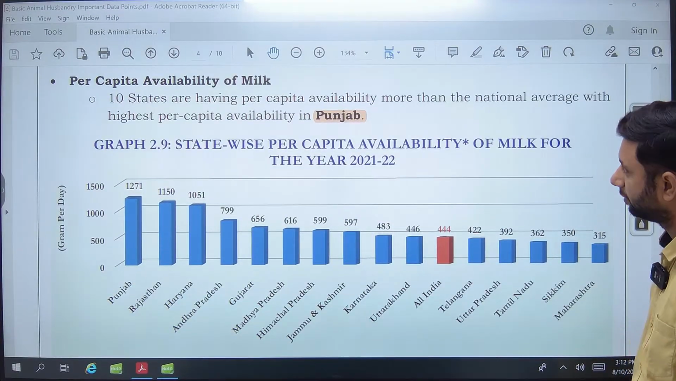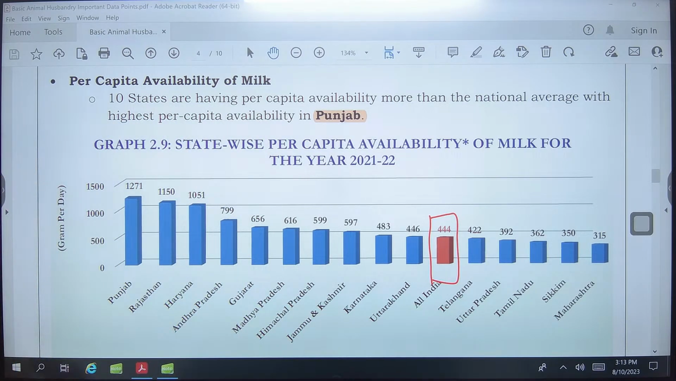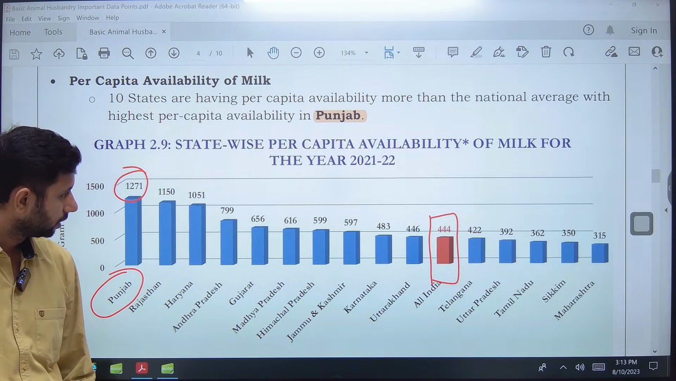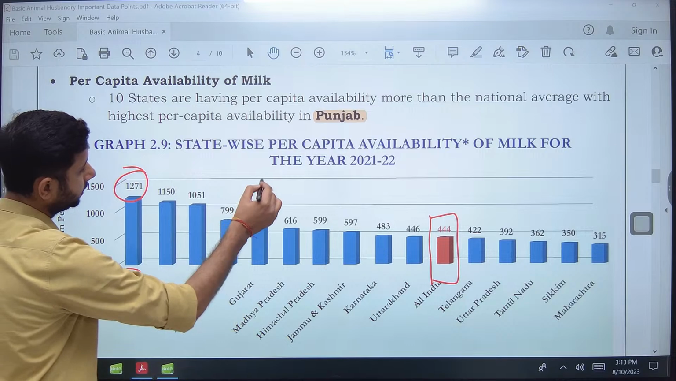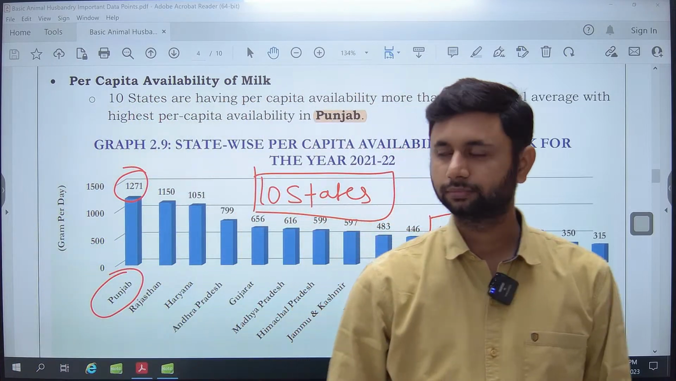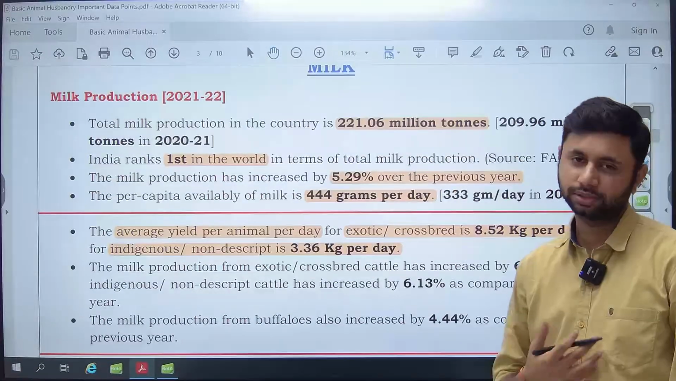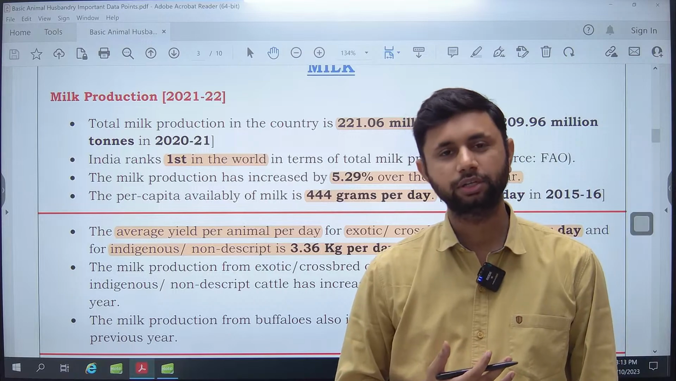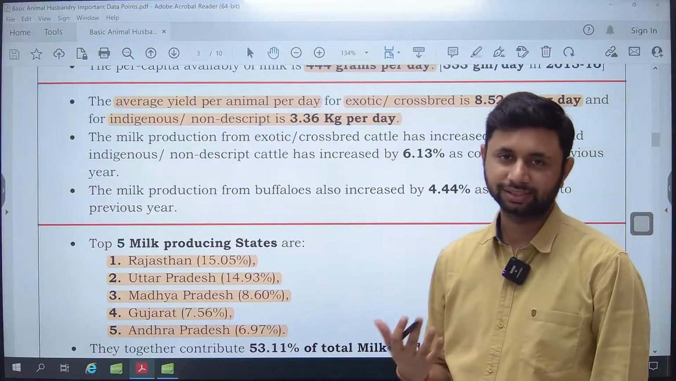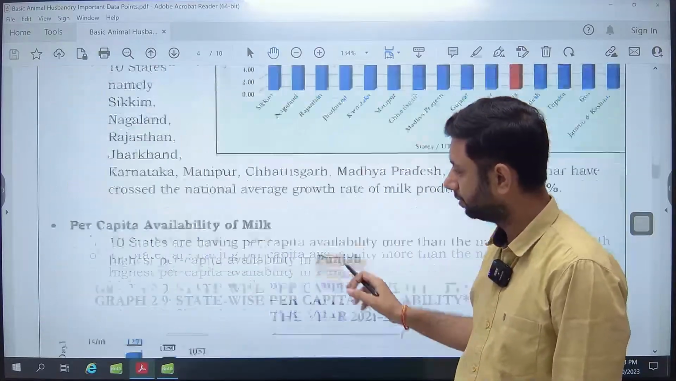Now we move on to the per capita availability of milk. This is the all India per capita availability, that is 444 grams. Okay, the highest is Punjab's 1271 grams, or you can say 1.2 kgs. And from this data also you can see that 10 states have per capita availability of milk more than the all India level. Okay, so from the graphs itself you can remember all these crucial data, and since this data is not much more and it is about only 4 commodities, you must be learning about all the data that we had discussed just now. Okay, and since the framework for data is similar for other 3 commodities also, so I'll continuously keep on asking you whatever data that we had discussed just now in the milk commodity.